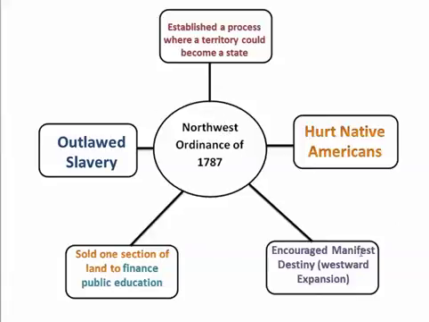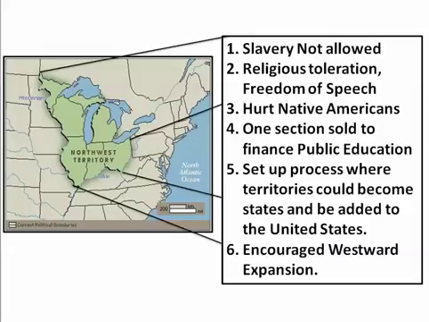It's going to encourage westward expansion or manifest destiny, migration westward. That's going to hurt Native Americans. It's going to establish a process where a territory could become a state, and that's going to be followed all the way to the Pacific Ocean. It's going to outlaw slavery, and then one section of land is going to be sold to finance public schools and education. Now you could also use a map and kind of relate it to this Northwest Territory. Slavery not allowed, religious toleration and freedom of speech, hurt Native Americans, one section sold to finance public education, set up a process where territories could become states, and encourage westward expansion and migration westward.